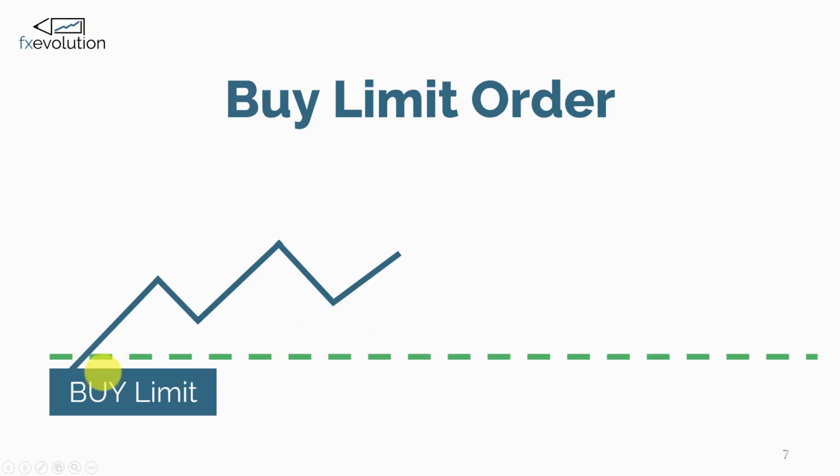The easiest way to remember it is if we're setting a limit, we want a better price than what is currently in the market. So if we set the buy limit, we're looking at the price to come down, hit our limit price, enter us into the market with the idea that then price will increase over time and we will profit from an upward trending market.